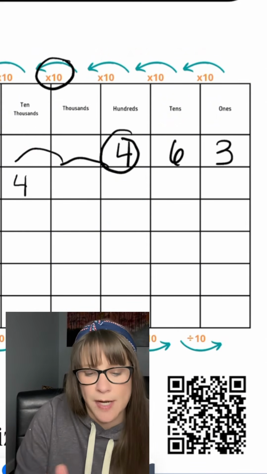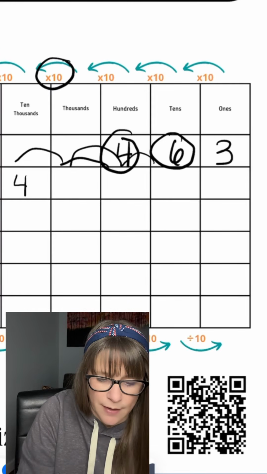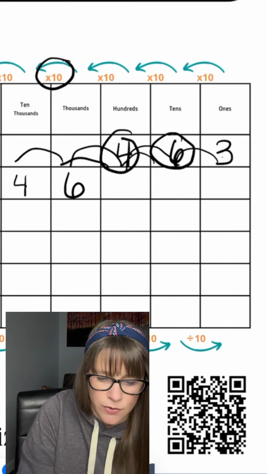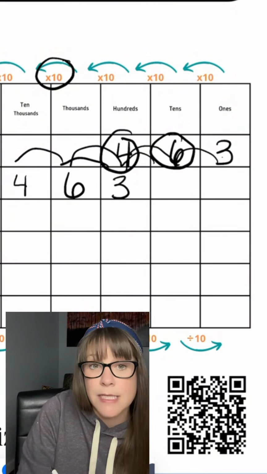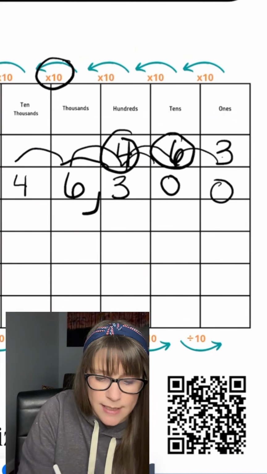Everything else is going to move twice as well. So my 6, it was a 10, then 100, and then 1,000. My 3, it was a 1, it became a 10, and then 100. And then for my last 2 place values, I'm going to add zeros, making the answer 46,300.